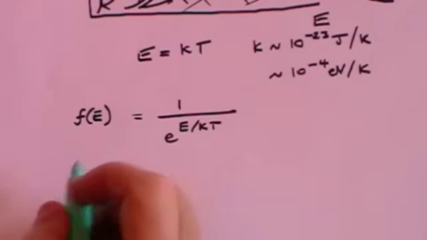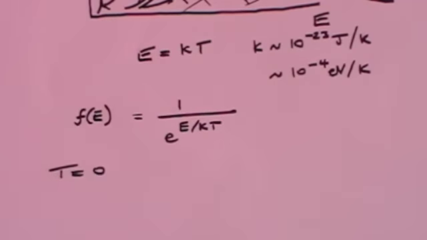And by way of illustration, what happens when T equals naught? In other words, when we're at absolute zero.